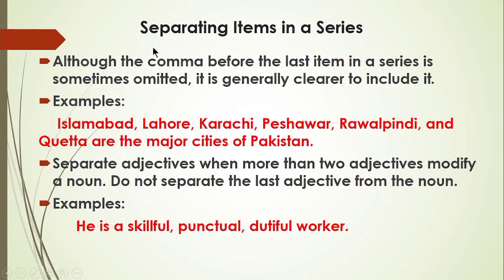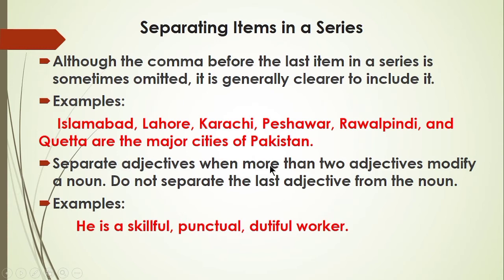Separating items in a series. When there is a series of items, we separate items with the help of comma. Although the comma before the last item in a series is sometimes omitted, it is generally clearer to include it. Remember, when there is a list of items, normally we omit the comma before the last item, but it is better to use a comma there. For example, Islamabad, comma, Lahore, comma, Karachi, comma, Peshawar, comma, Rawalpindi, comma, and Quetta are the major cities of Pakistan. So it's a list of cities and we are separating the names with the help of commas.